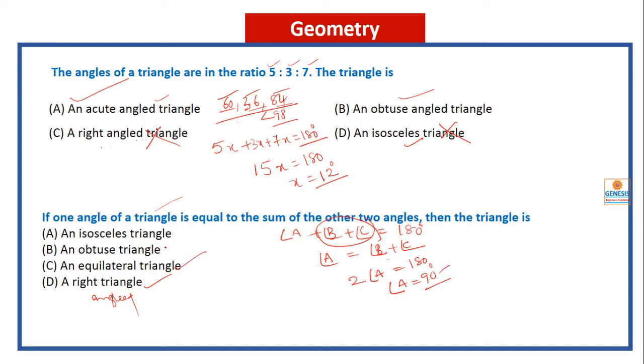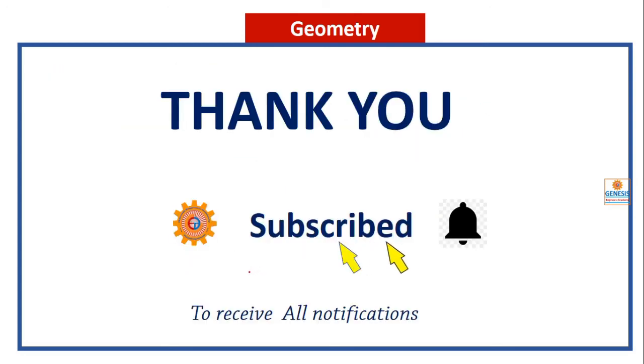So obtuse angle, nothing. Isosceles, nothing. It may sometimes be isosceles combined with a right angle. Then 45, 45, 90. Because two angles are equal, I can call that an isosceles triangle, and one of the angles is 90, so I can call that an isosceles right-angled triangle.